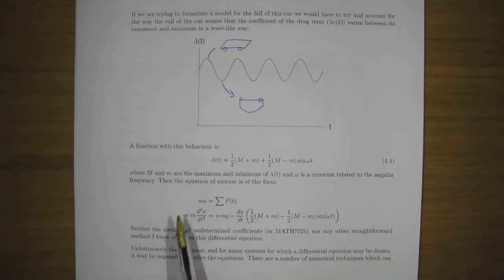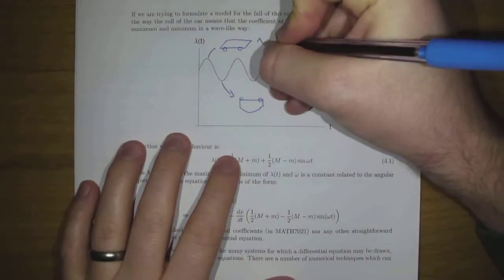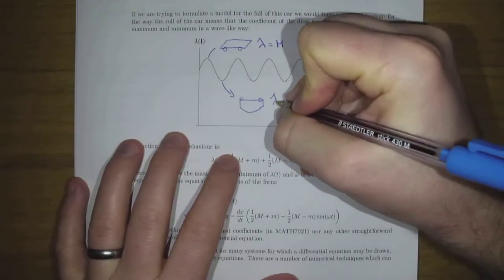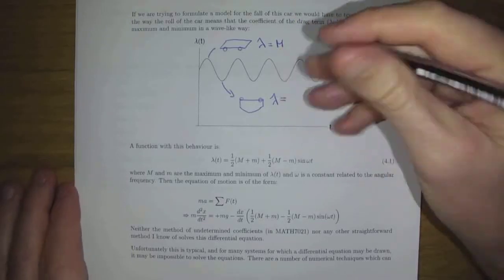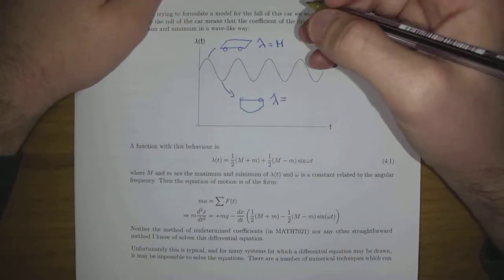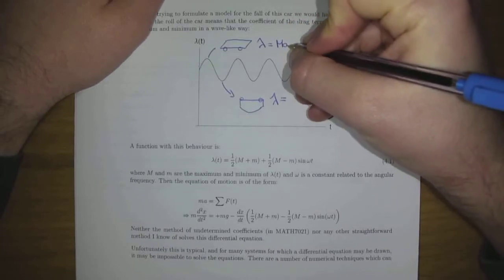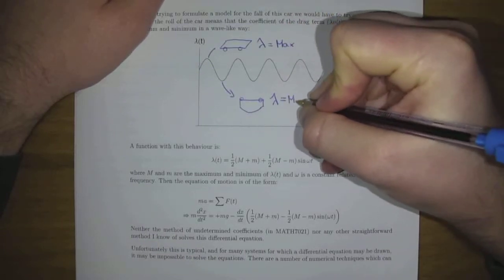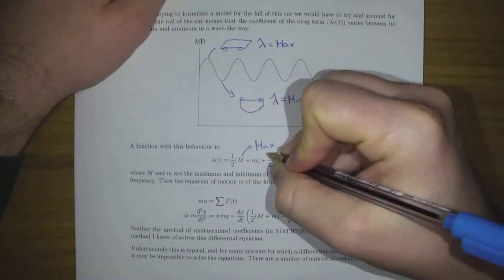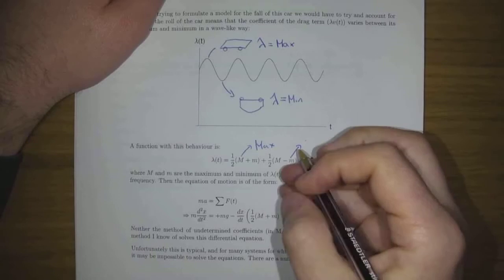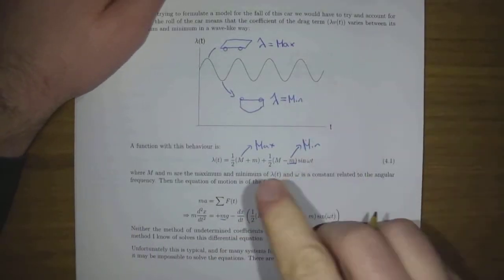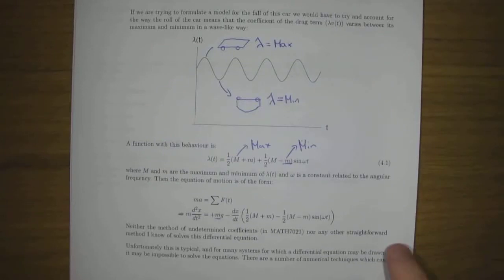So a function with this behavior is given like this. Here at the maximum the drag coefficient is big M, and at the minimum the drag coefficient is little m, which is a terrible choice. I'm going to call it max and min. I'm going to have to even change it because the problem is I've got two m's, I've got mass and this little thing. But anyway, this function oscillates between the maximum and the minimum.